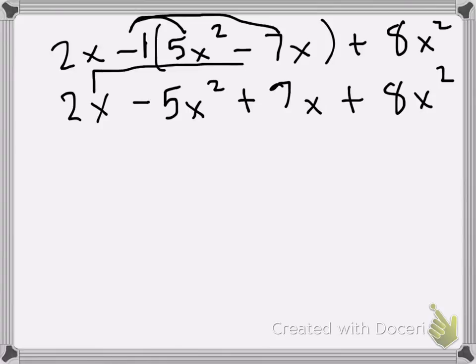Okay, our next step is going to be to look for like terms and combine them to finish cleaning up. So the 2x and the 7x have the same variable pieces, right? And so we can combine those by adding the coefficients. 2 plus 7 gives us a total of 9. The variable part doesn't change, so we'll get 9x for that term.